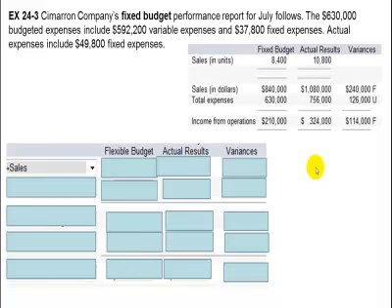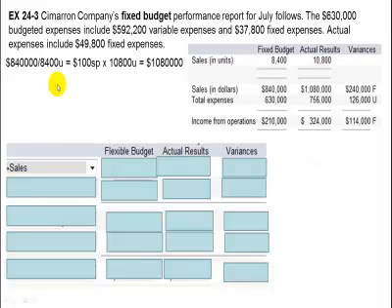Sales, first thing in the budget. We had $840,000 worth of sales, and that was based on 8,400 units originally in the fixed budget. But remember now, we're converting this fixed budget into a flexible budget. So it looks like the selling price is $100 per unit. And if we actually sold 10,800 units, then our budget ought to be $100 selling price times the 10,800 that we actually sold, or our flexible sales ought to be $1,080,000. That's what our flexible budget ought to be.